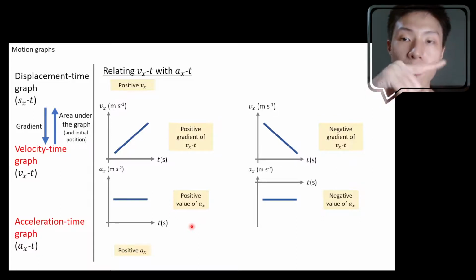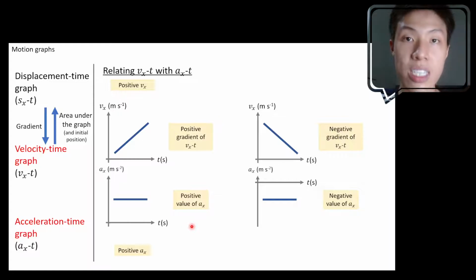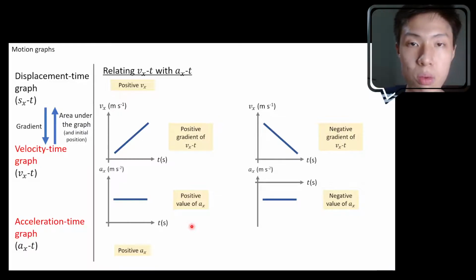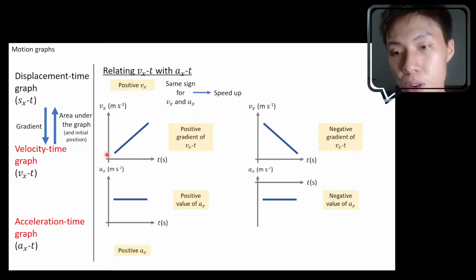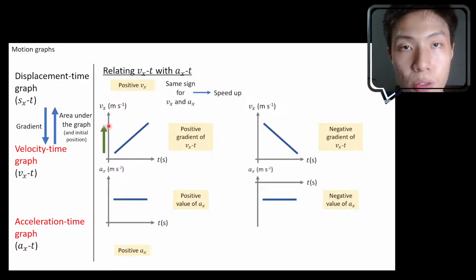So if your vx and your ax are pointing in the same direction, what does it mean? It means the object will be speeding up. Same sign for v and a, you get a speed up. Therefore, if you look at the graph of velocity here, you notice that the value is increasing. You go 2, 3, 4, 5, 6, you get larger and larger values. We don't look at the sign, just look at the value.